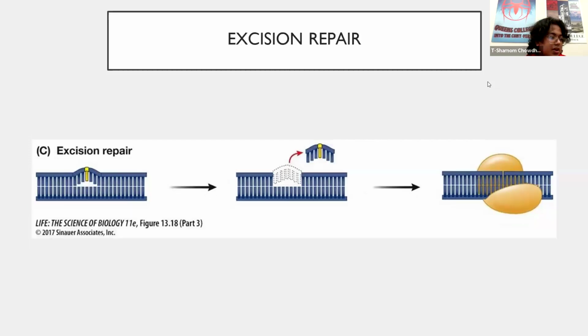And then excision repair. For excision repair, enzymes scan the DNA for any damage. Enzymes are able to detect that this DNA, the yellow, has a damaged base. Because of that, enzymes excise the DNA, replace it, and then DNA polymerase 1 adds the correct bases.